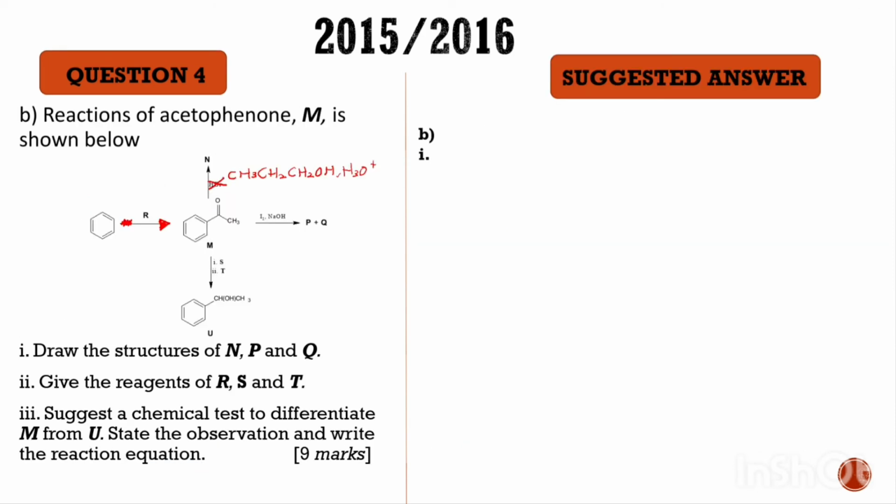Okay, next is question number 4B. Reaction of acetophenone M is shown below. Okay, so diagram yang diberi ni, untuk soalan dalam buku pasir tu, tolong buat correction sikit.